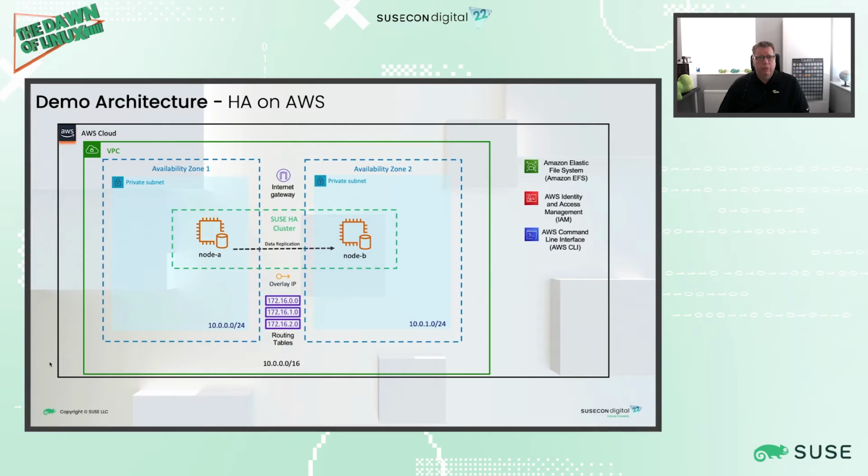So the first one was that shared application data. To solve this problem, it's pretty much the easiest one to solve in AWS, and that is to use the EFS service.